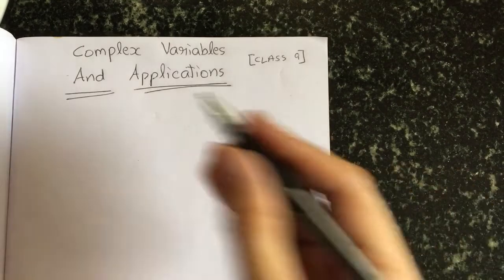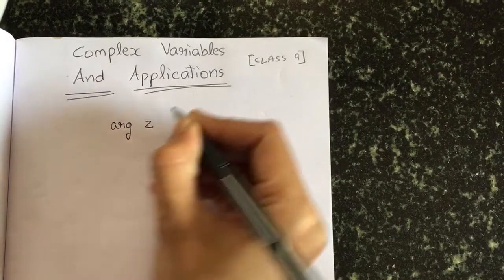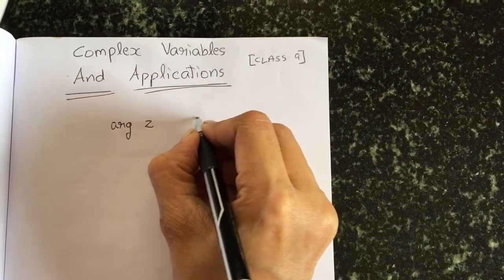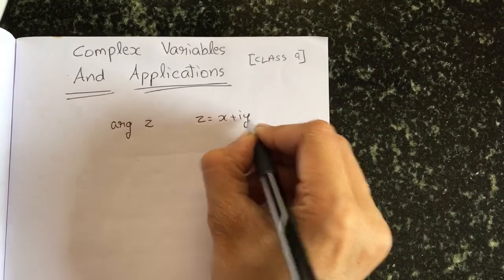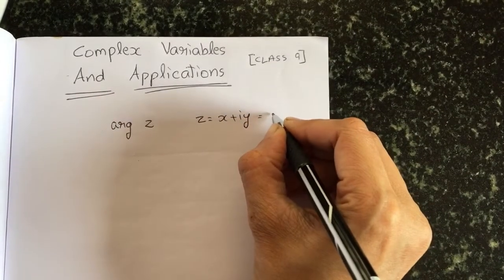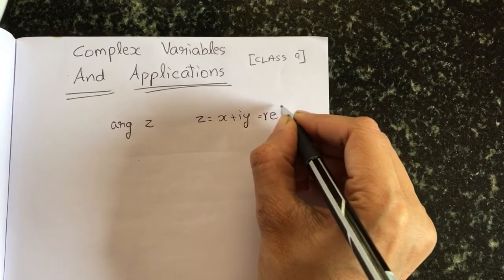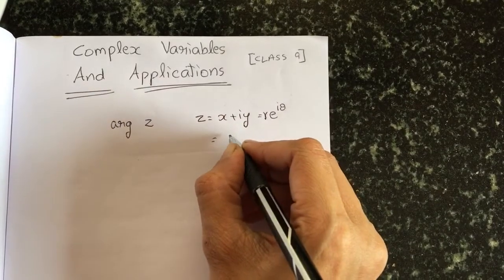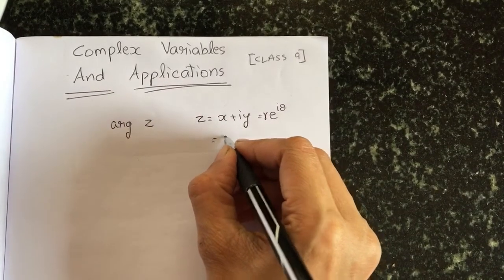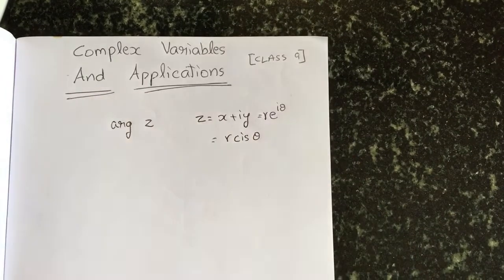We know how to find the argument of z, right? If z is written in Cartesian form, or even in exponential form, or even in polar form, we know how to find the argument of z.